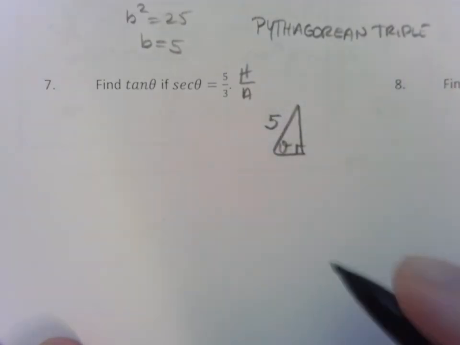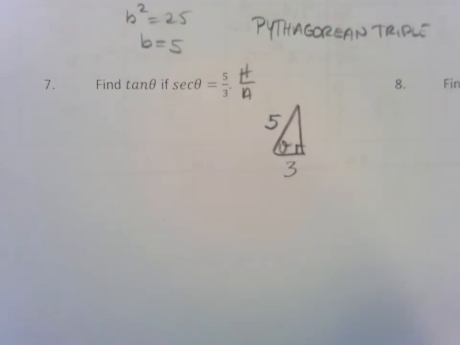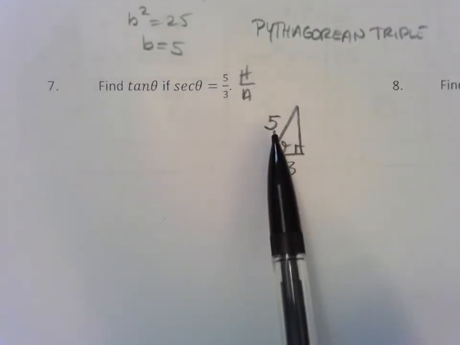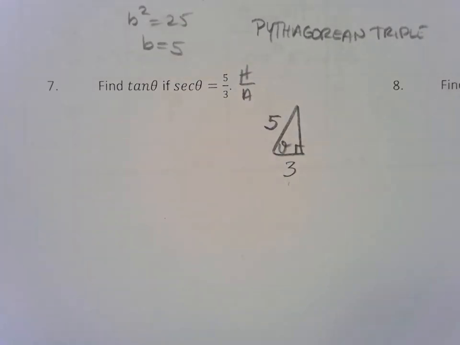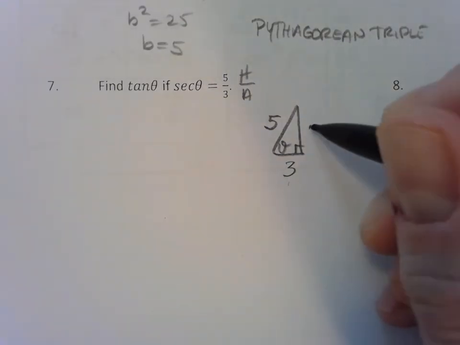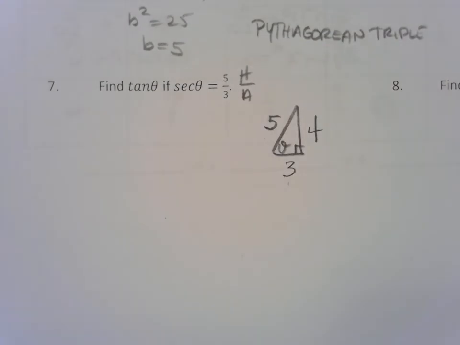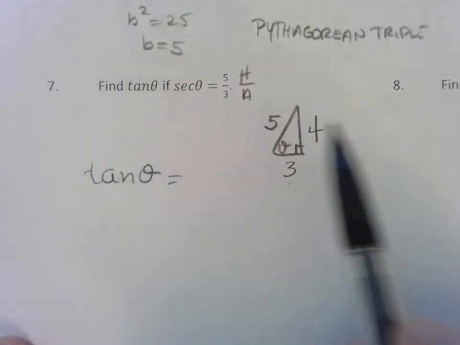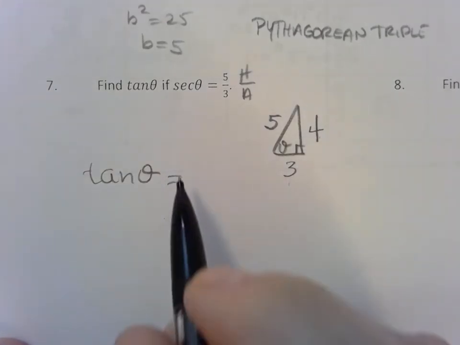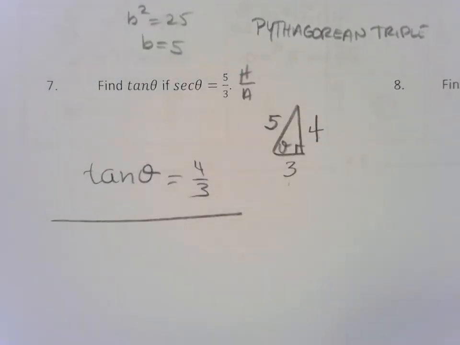The adjacent side is length, wait a second, did that just really happen? We have a leg of 3 and a hypotenuse of 5. This is the Pythagorean triple we saw in question number 1. Automatically I know that this side length is 4 because 3 squared plus 4 squared equals 5 squared. That saved me a bunch of time. The tangent of theta is the opposite over the adjacent, and our answer is 4/3. That saves us a tremendous amount of time. We can always use that to our advantage.